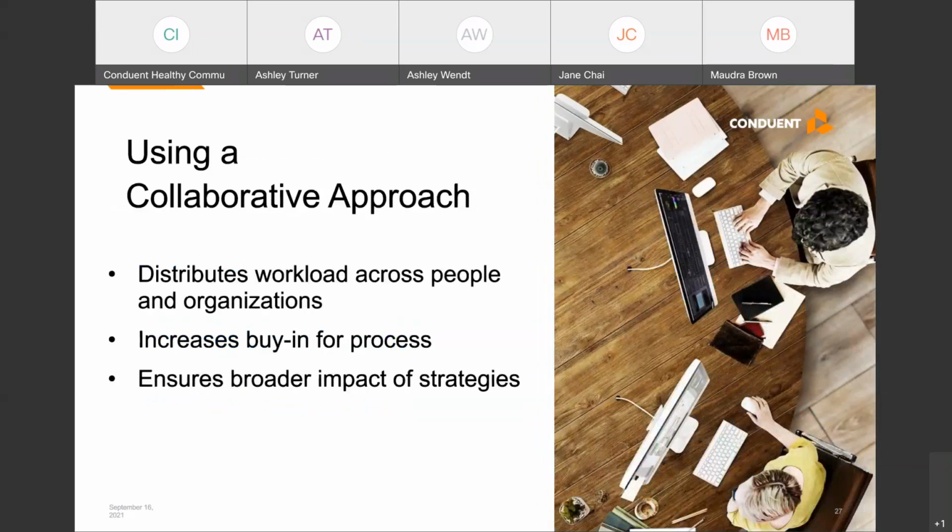So to help ease the burden of tracking and sharing progress, we really encourage a collaborative approach that involves your community partners in data collection, analysis, and reporting. This ensures that the process is more sustainable because the workload is distributed across different people and organizations. Also, sharing accountability for evaluation increases buy-in of the process. And finally, having multiple organizations involved will ensure broader impact of your strategies.